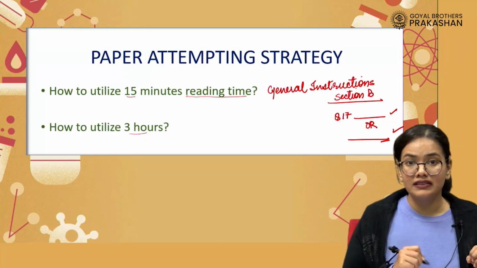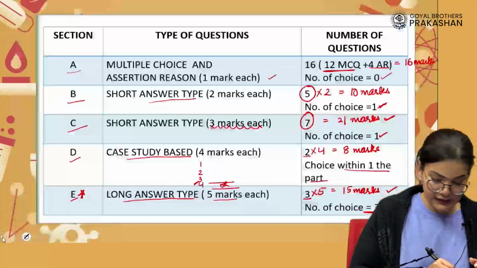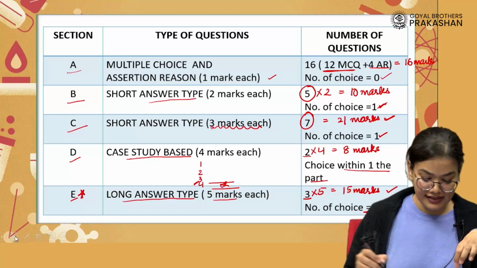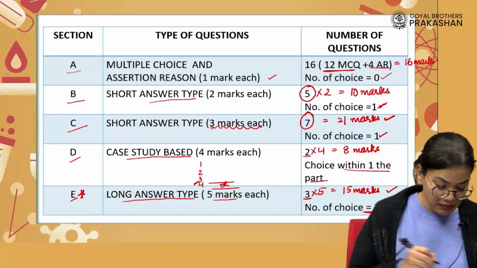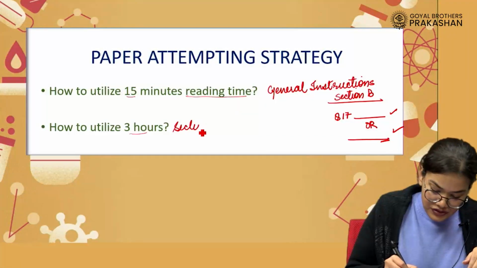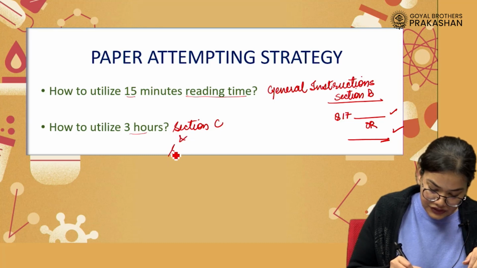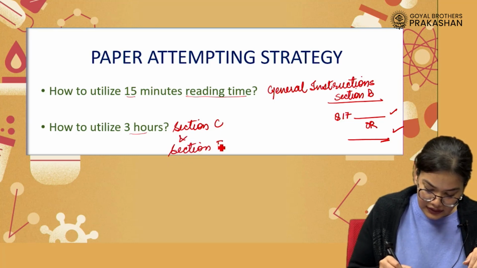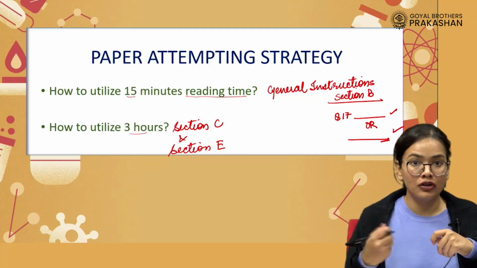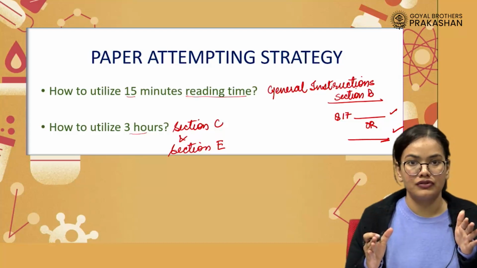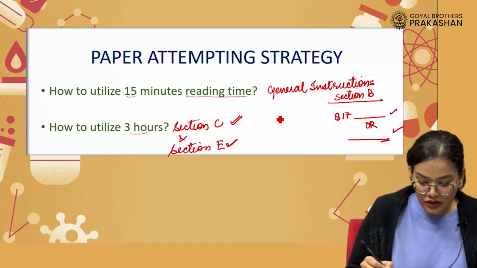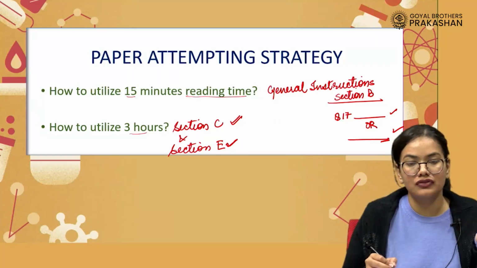Then how to utilize these 3 hours? We've already discussed that section C is the highest weightage section and section E is the next highest weightage. So, my advice is that in these 3 hours, try to attempt section C and section E in your initial hours, because initially you have a lot of energy, your mind is fresh. So, you can spend more time on these sections, and then you can go to section A, B and the other remaining sections. This is just an advice.